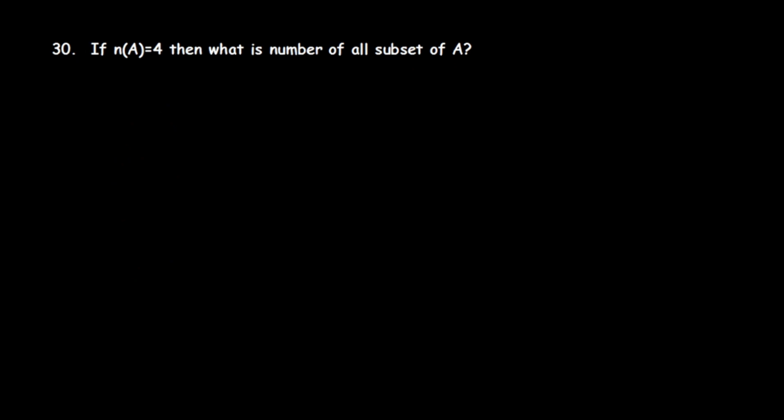If N of A equals 4, then what is the number of all subsets of A? Yes, the formula is 2 power N, that means 2 power 4 equals 16. So the number of all subsets of A is 16. I hope you understood all these bits. All are very important bits I have discussed with you.